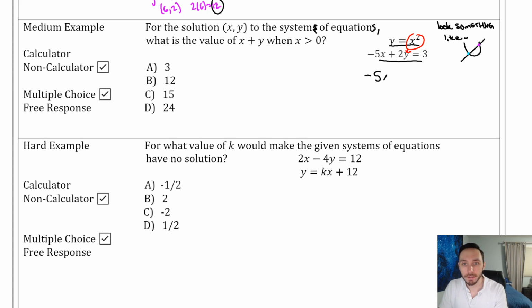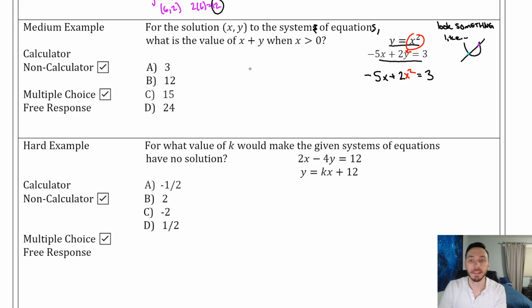The negative 5x stays, the 2 stays. I'm going to be writing an x squared now in place of the y, and this is equal to 3. I see a quadratic. Uh-oh. So this was kind of secretly a quadratic problem at the same time.